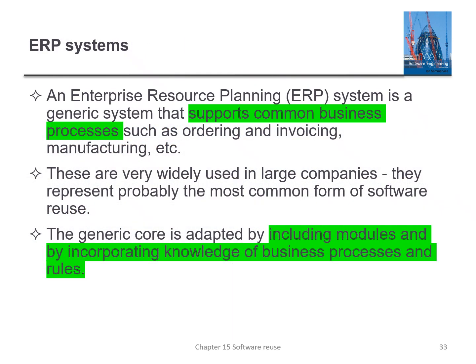And looking at ERP, it's another approach for reuse. Enterprise resource planning is also a generic system, but it supports common business processes, for example, ordering, invoicing, and manufacturing. Those are common business functions. Basically, ERP integrates some of these components so that it supports a company's needs in managing its operations. It is used as a large system, and the generic core is adapted by including modules and incorporating knowledge of business processes and rules.